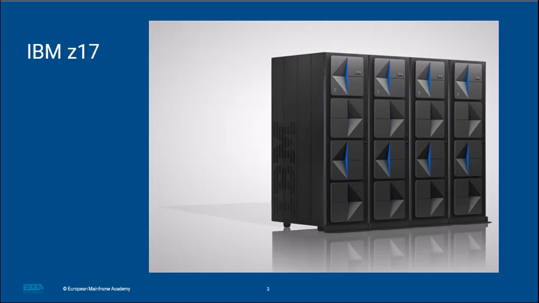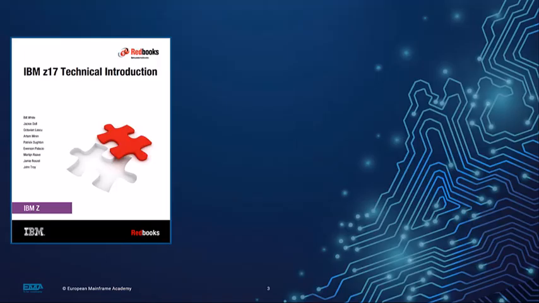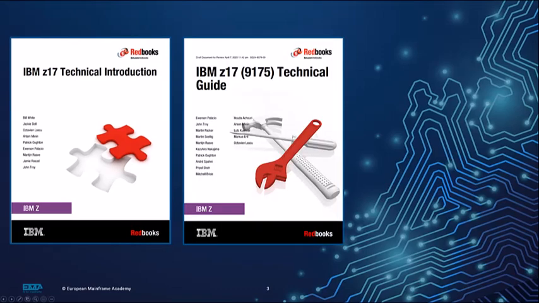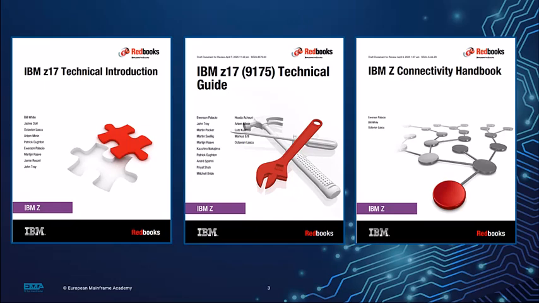This information is sourced from 3 IBM Redbooks: the IBM Z17 Technical Introduction, the IBM Z17 Technical Guide, and the IBM Z Connectivity Handbook. We at the European Mainframe Academy have tried to extract the essentials and present them clearly. We think it's important to unpack what makes this system so important and why we should care about this in 2025 and the upcoming years.